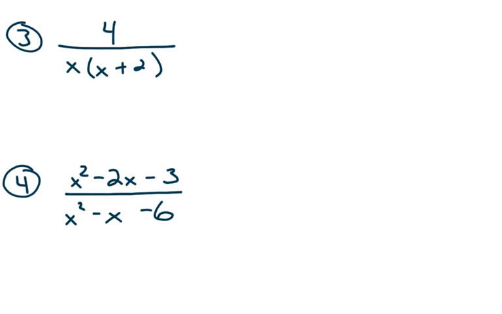Number 3, 4 over x times x plus 2. Well, 4 is a monomial. It's one number. You cannot simplify that. The denominator, x times x plus 2, is also factored completely. And now what you can see here is there are no common factors. We have nothing to cancel out from the top to the bottom. So what we can say here is that this is simplified.